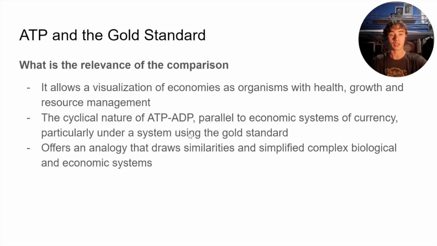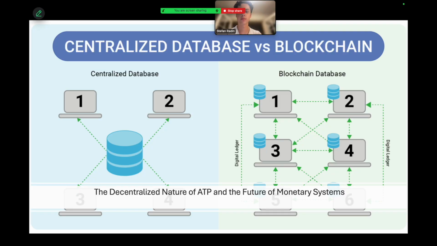So why is the comparison relevant? Well, it provides a new perspective on economic systems, visualizing them like organisms that require health, growth, and resource management. The ATP to ADP cycle mirrors how economies regulate money flow, especially under a system like the gold standard. Ultimately, the analogy helps us simplify complex biological and economic systems, showing how both principles ensure efficiency, stability, and sustainability in their respective domains. And finally, I'll be talking about the decentralized nature of ATP and the future of monetary systems.